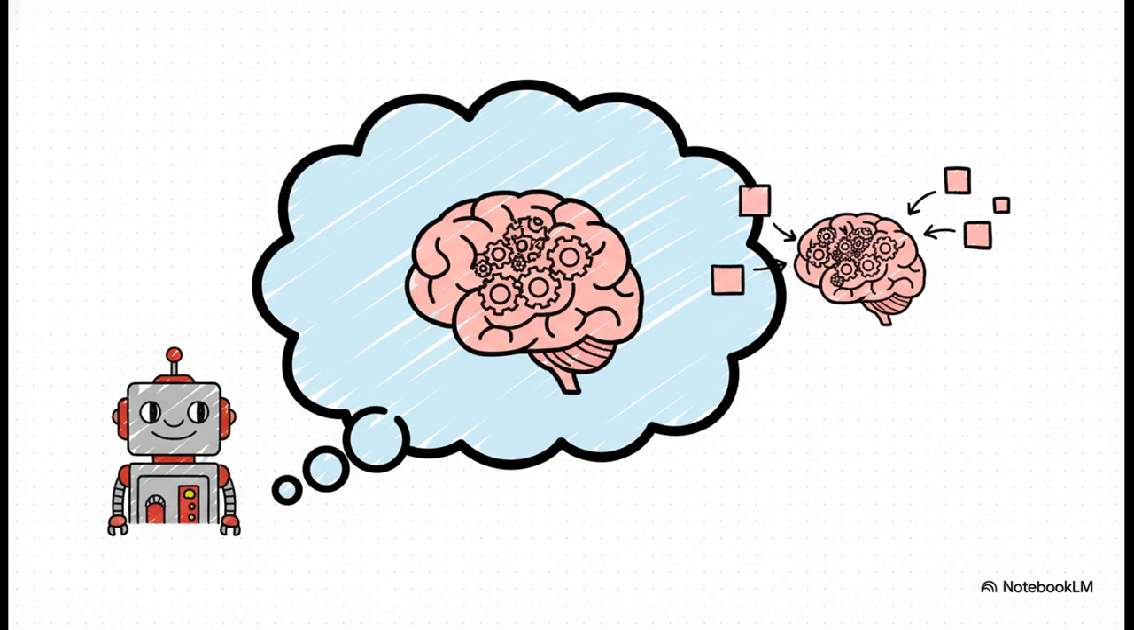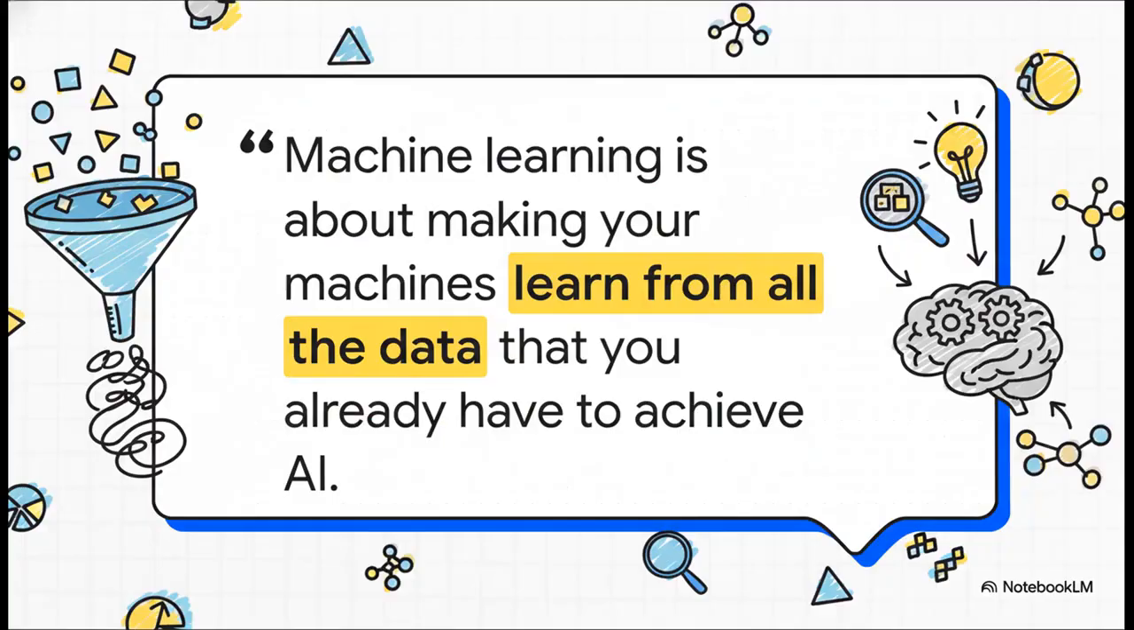It's not about writing a million if-then rules. Nope. It's about letting the machine learn from data, kind of like how we learn from experience. And this quote right here just nails it. Instead of trying to program intelligence line by line, we feed a machine tons and tons of data and let it figure out the patterns. That whole process of learning from data is machine learning, and it's the engine that powers pretty much all the AI you interact with every single day.